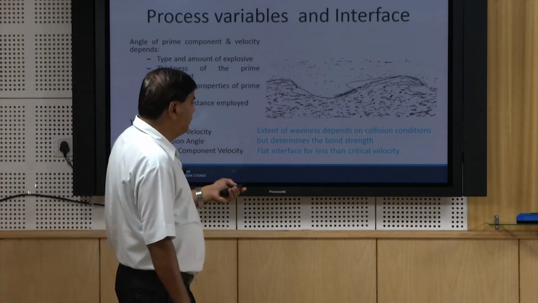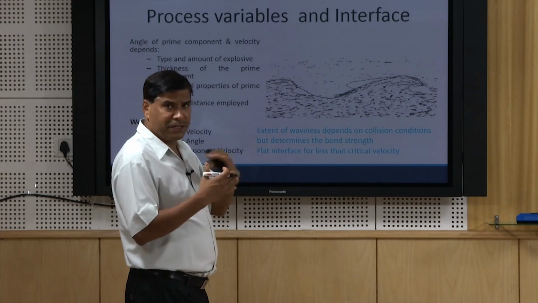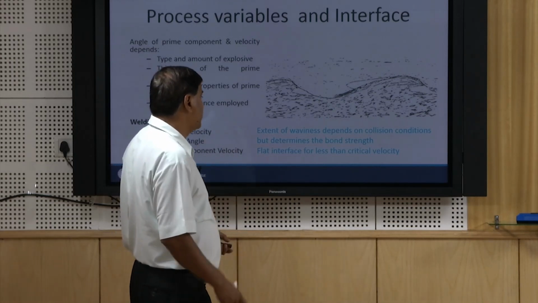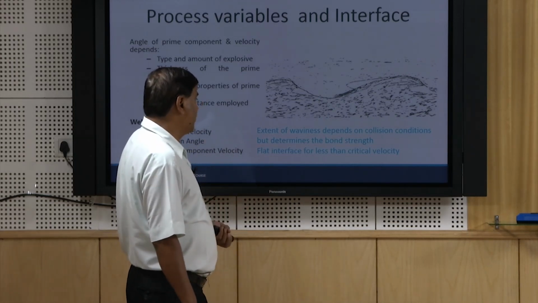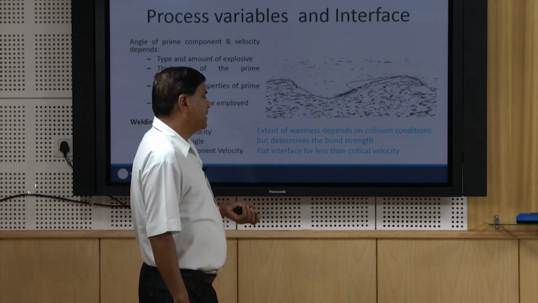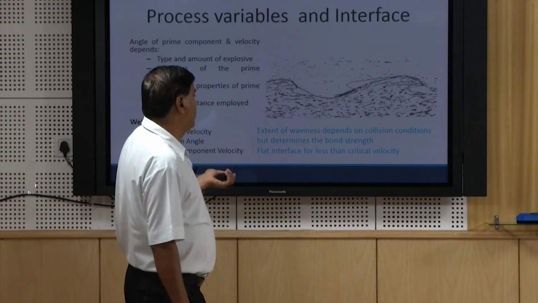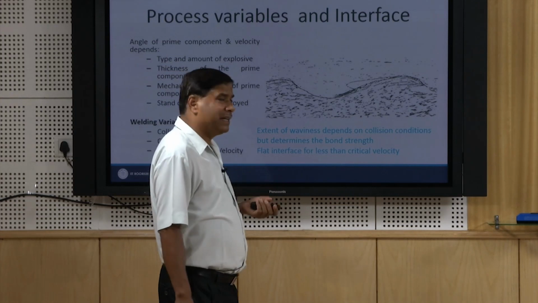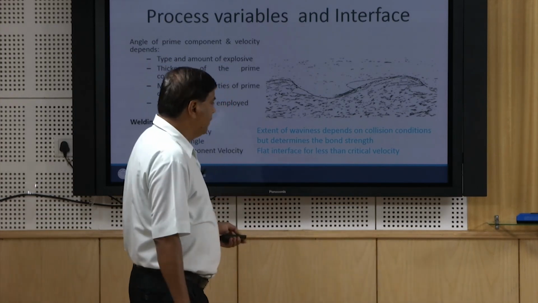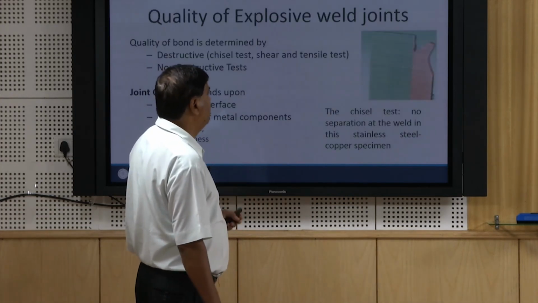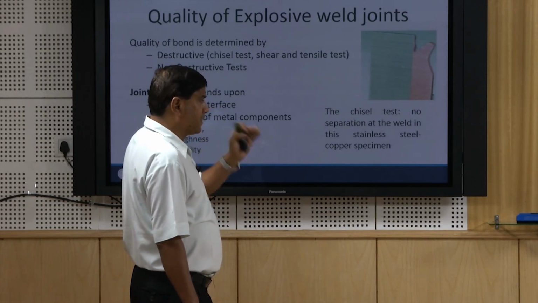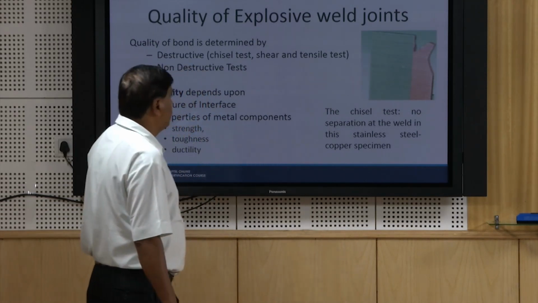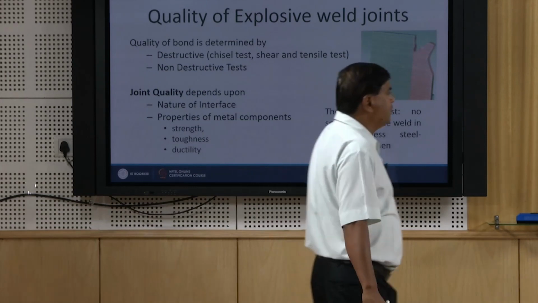So, the extent of the waviness depends upon the collision conditions, especially the impact velocity, which in turn determines the bond strength. A flat interface, in general, results if the velocity is less than the critical velocity, which in turn will lower the strength of the joint. So, how to assess the quality of the joint?